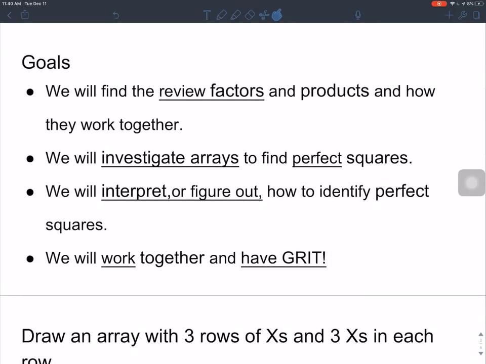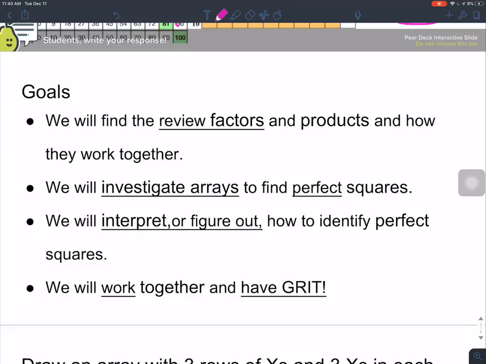Okay, today we will review factors and products and how they work together. Now, to remind you, a factor makes a product. The product of 2 and 3 is 6. These factors are the factories that make the products.